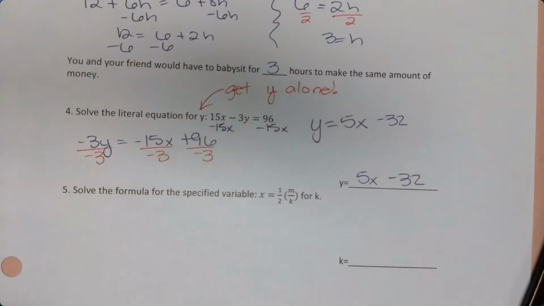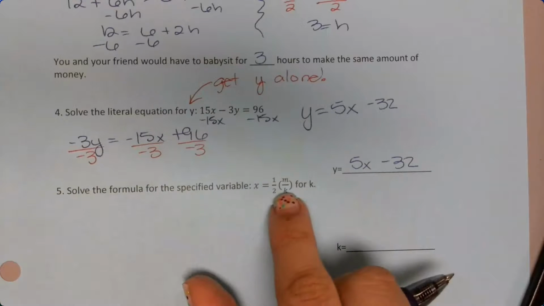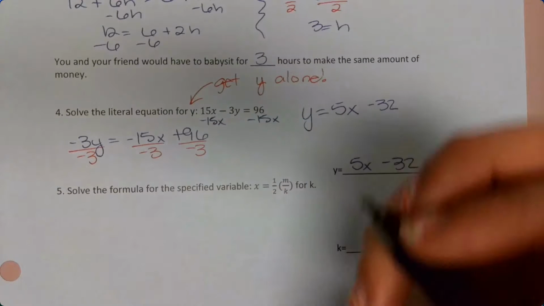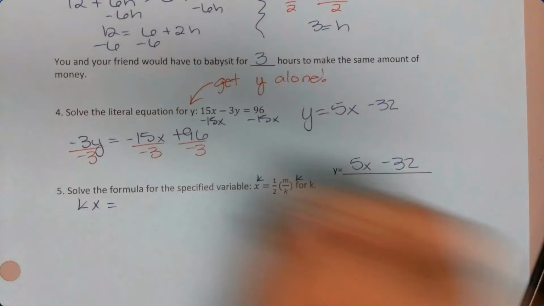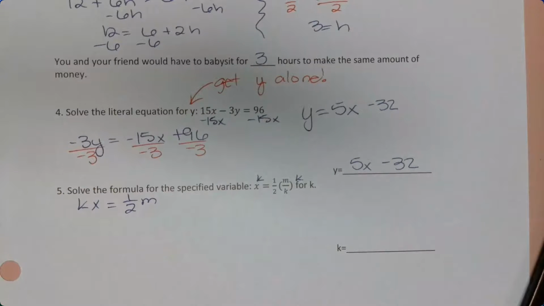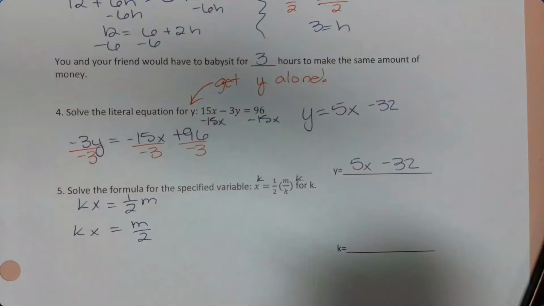My last question wants me to solve the formula for k. So I want to get the letter k alone. Currently it's on the bottom of a fraction, and the way we get numbers out of the bottom of the fraction is by multiplying, so I'm going to multiply both sides by k. Then I have kx. I have 1/2 m. So what I can do is multiply the 1/2 and m together. This is going to give me m over 2. I just don't have to write the 1 anymore, because I treat this as if it's over a secret 1 and I multiply across. So 1 times m is m, 2 times 1 is 2.